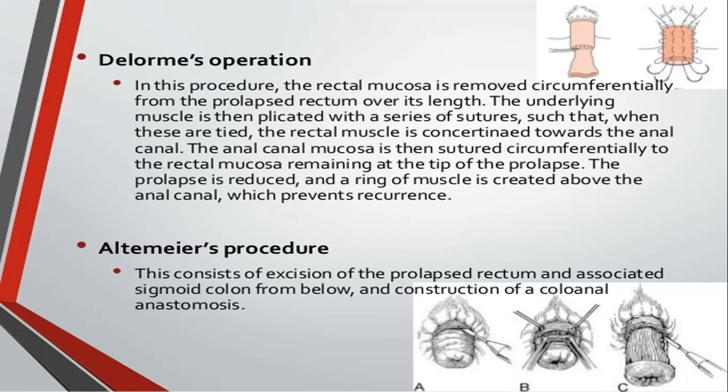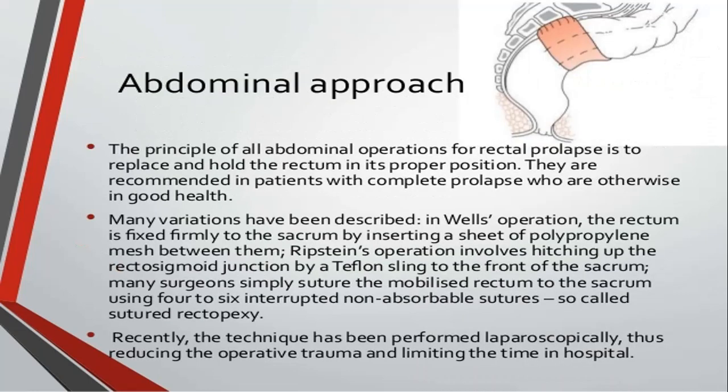In Altemeier's position, you have to excise the whole rectum along with part of the sigmoid, not all of it, involving part of the sigmoid. This is called Altemeier's procedure, an abdominal approach. This is simple if you are applying sutures.